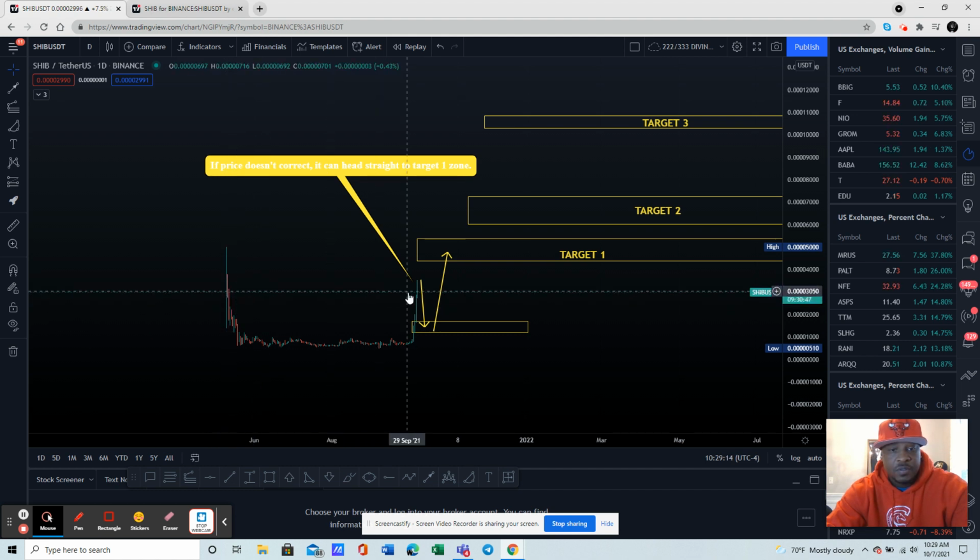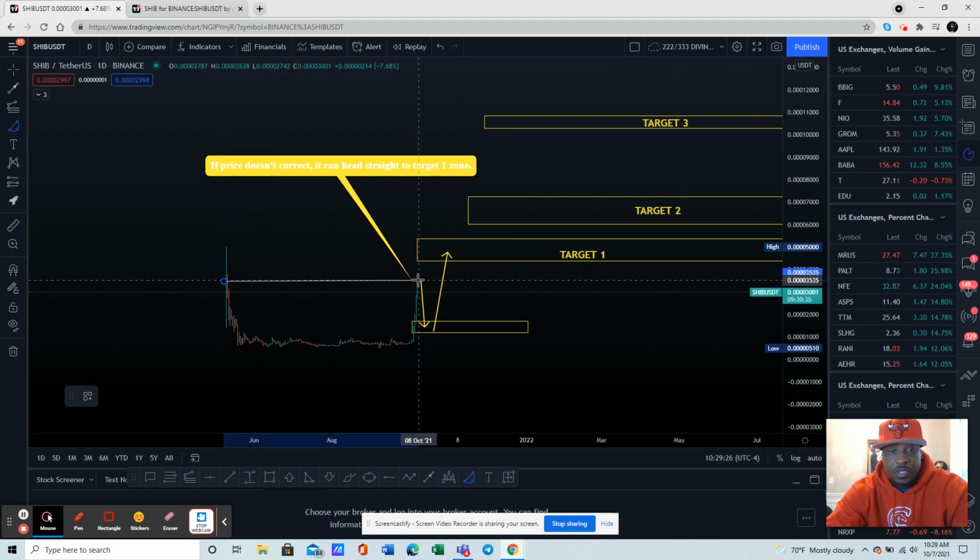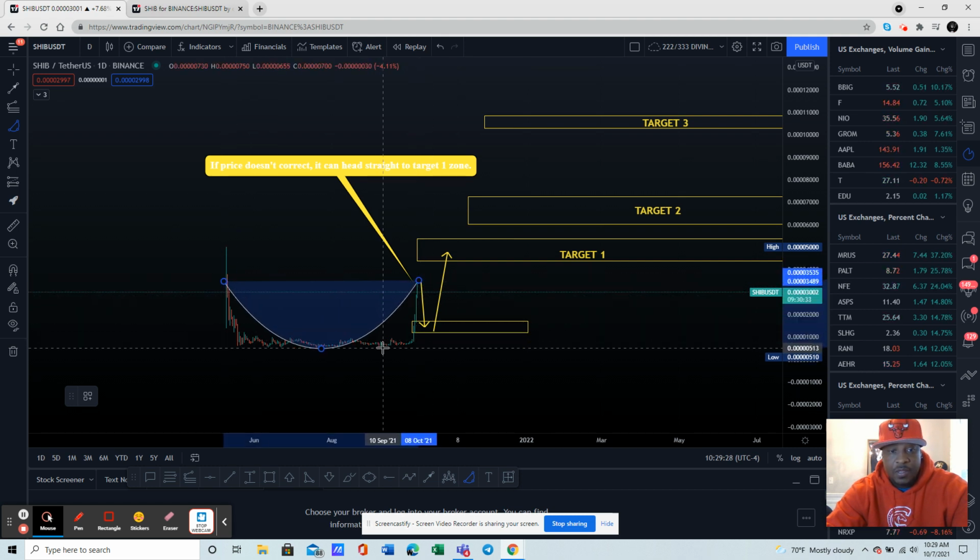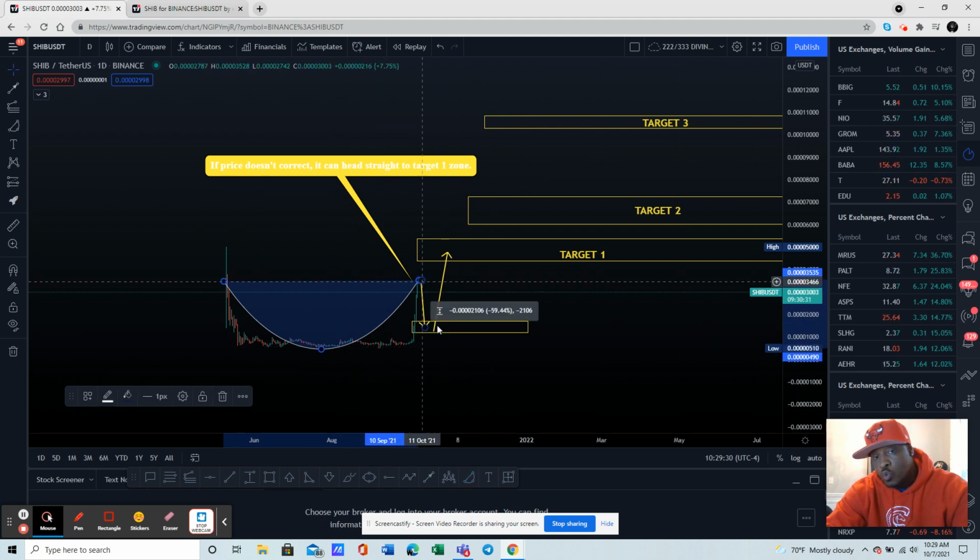This could be considered the brim area, or the rim, whatever you want to call it. I'm not even sure I'm saying that right, but you get what I'm saying. At the rim of the cup, all right, and you have this. So we could be looking for this coming back down this area. This would create the handle.